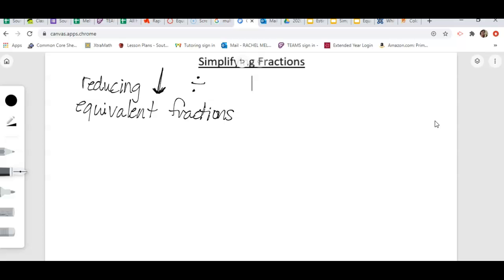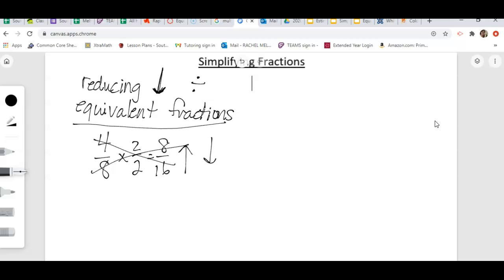So for instance, if I have 4/8, I know yesterday I could multiply by a number and I could get an equivalent fraction. But aren't these numbers larger than these numbers? Yes. So we don't want to be going up today. We want to be going down. Now, they are still all equivalent. We're not changing values. We're not changing amounts. We are just changing the name.